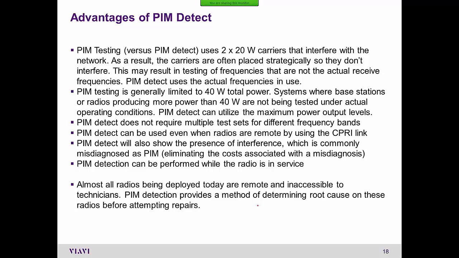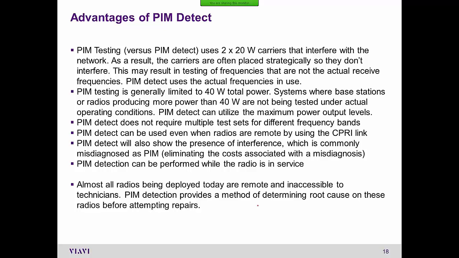All right, so there are specific advantages of PIM detection. One of them is because PIM testing uses 20-watt carriers, if somebody hooks up a PIM tester to an antenna system, they will often have to put those carriers at frequencies that don't create intermods in receive paths. In other words, if they transmit signals that happen to fall into the signal locations of carriers or receives, they create interference.